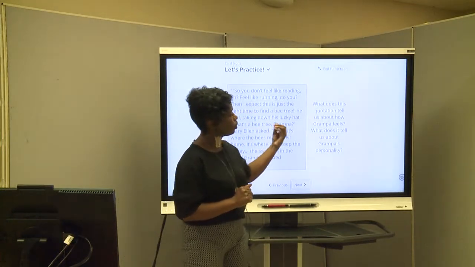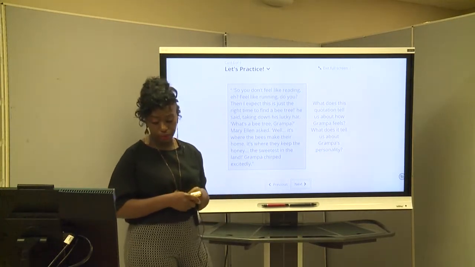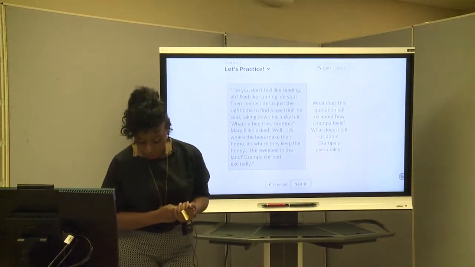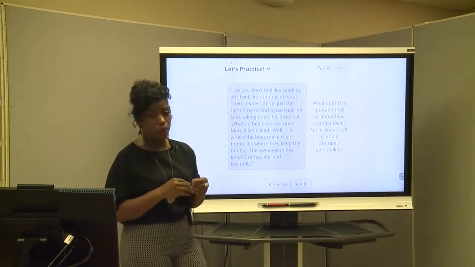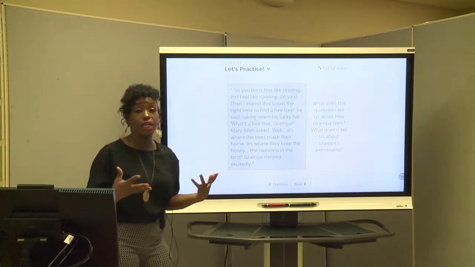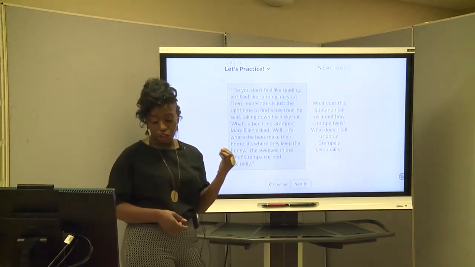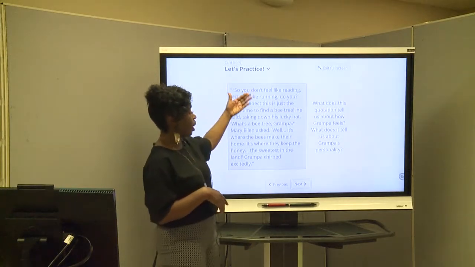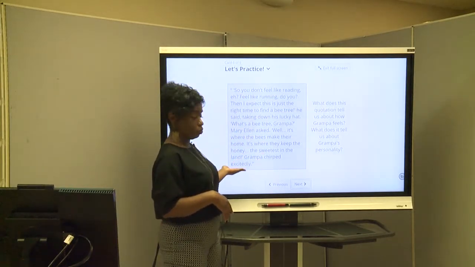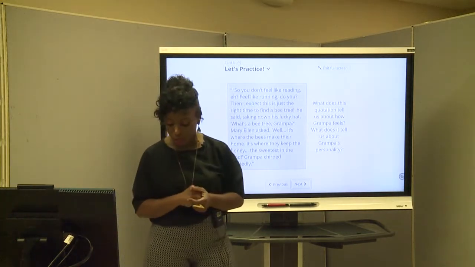So, what does this quotation say about how Grandpa feels? If we think about it, we can say that Grandpa feels excited about finding the bee tree. And we know that because he chirped excitedly. That tells us about how he feels right out there, and it's right in front of us. It says he chirps excitedly. So he's excited about going to find the bee tree.